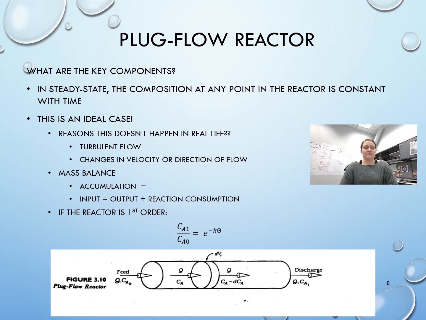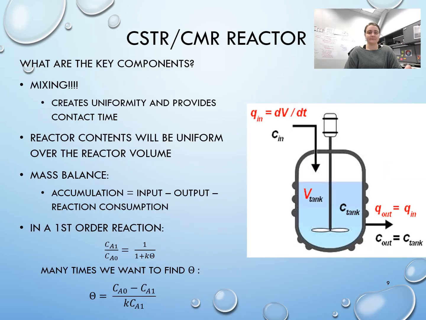In this case, when we do a mass balance, our accumulation will equal 0. I apologize, there's no 0 on the slide, but your accumulation does equal 0. So in this case, your input is going to equal your output plus your reaction consumption. And then again, if the reaction is first order, the ratio of the concentration coming out to the concentration coming in is an exponential function related to the rate of reaction. And then remember, theta is what we call a detention or retention time. And we'll talk about that more when we talk about this in class.